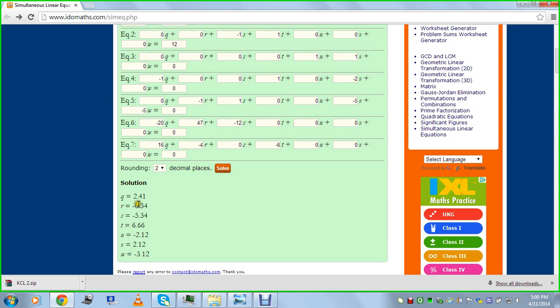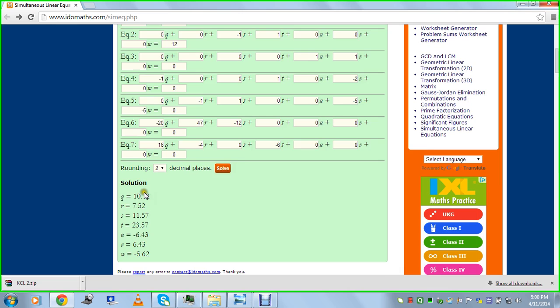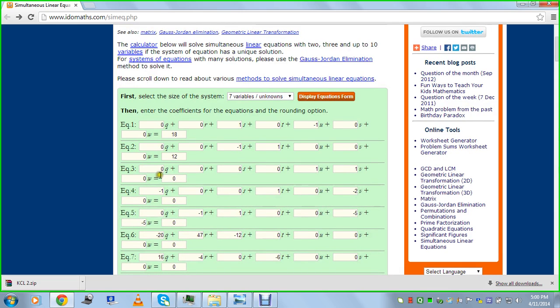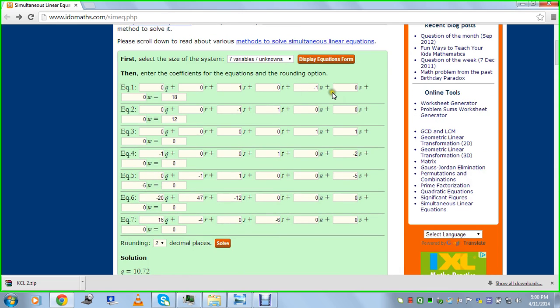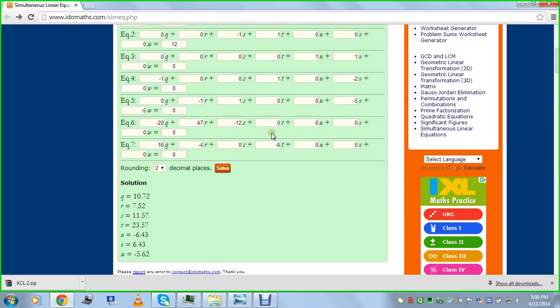So now you see q is equal to 2.41 will change when I click solve. It is actually a different value and it's just taking a while. Yeah, q is equal to 10.72 volts. This is actually 10.72 volts because q corresponds to the first variable, which is nothing but v1. Similarly r, s, t and u correspond to v2, v3, v4 and v5 respectively.